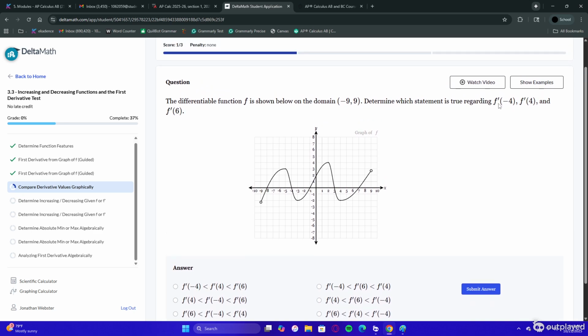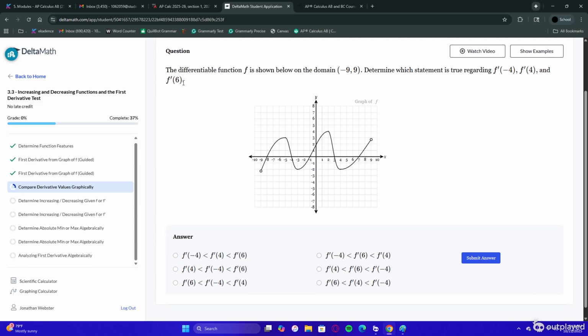Okay, now we have a new function. So let's look at f prime of negative 4. We're going to see that's decreasing. So f prime of negative 4 is a negative value. F prime of 4 is 0. This slope is 0. And f prime of 6 is increasing. So our greatest is going to be f prime of 6, followed by f prime of 4, and then last place it's going to be f prime of negative 4. And that matches up with this one.